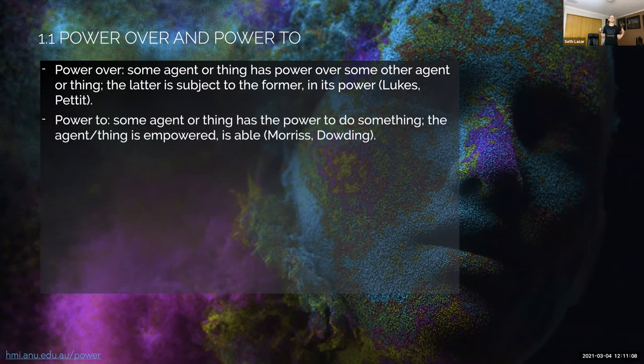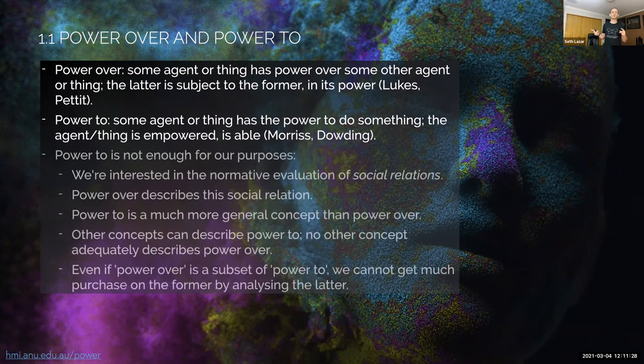Power to is a more general concept. This is the idea that you have the power to do something. You can be empowered, you can be able. Both of these concepts are important for social theory. You might talk about distributions of power too, for example, and say some groups are better able to get what they want than other groups. The rich have more power than the poor do, for example. But I'm not going to focus on that. I think that power over is the social relation, that's social power. And I don't think power to is sufficient for thinking about social power.